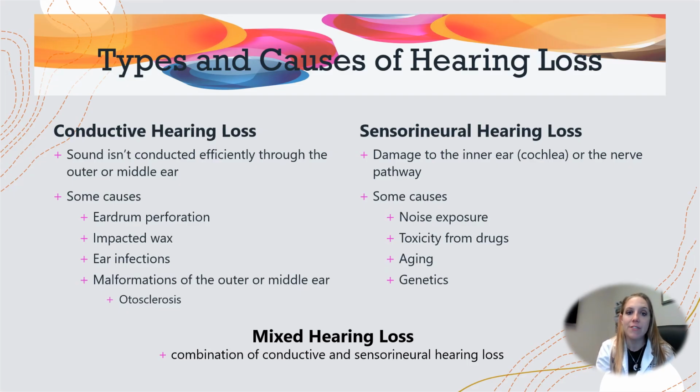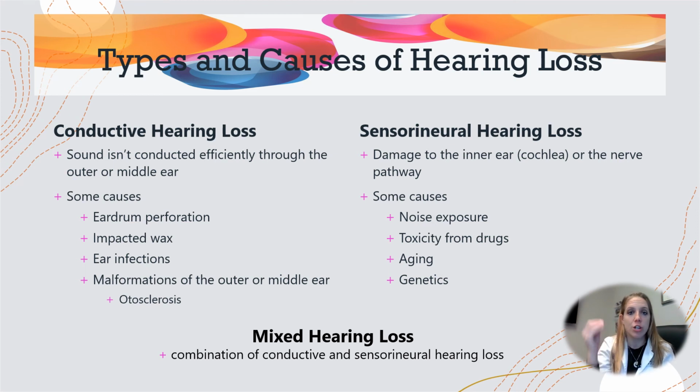So there are many different types and causes of hearing loss. Most typical age-related hearing loss is what we call sensorineural hearing loss. It's damage to the inner ear or the nerve pathways. Very typical, just age-related. You can have toxicity from drugs. A lot of chemotherapy drugs will cause a little bit of damage to the ears. Genetics plays a big part, and of course noise exposure, so wear your hearing protection.